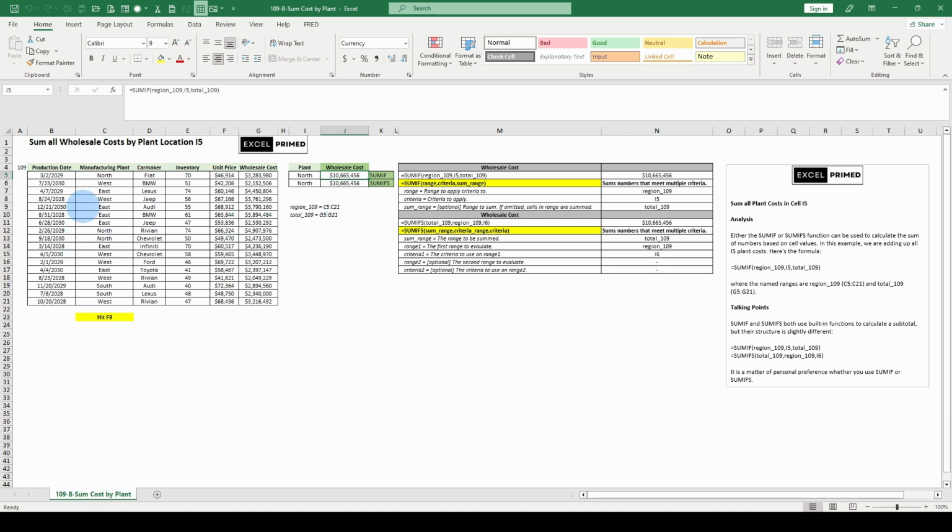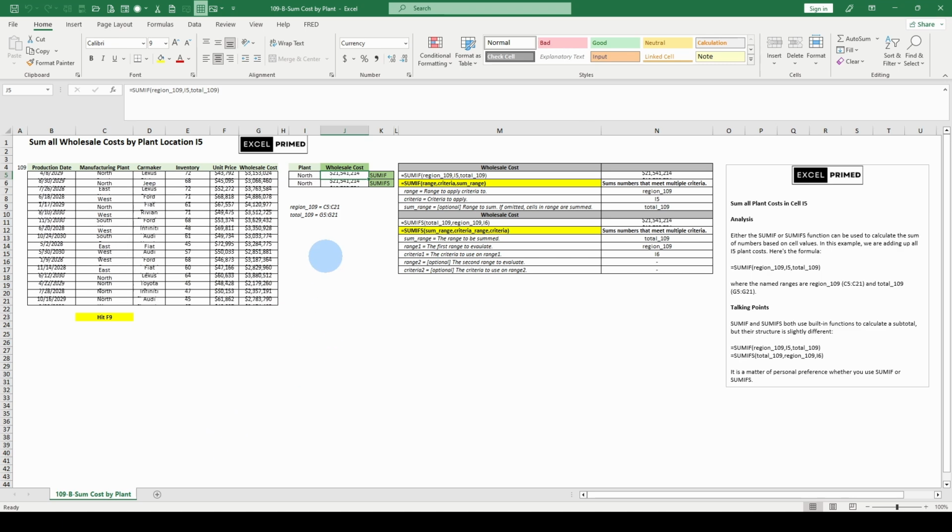Here we have an automaker. We have plants, dates, inventory, unit price, and wholesale cost. You're going to see this a lot. Hit F9, it's available. So what are we doing?